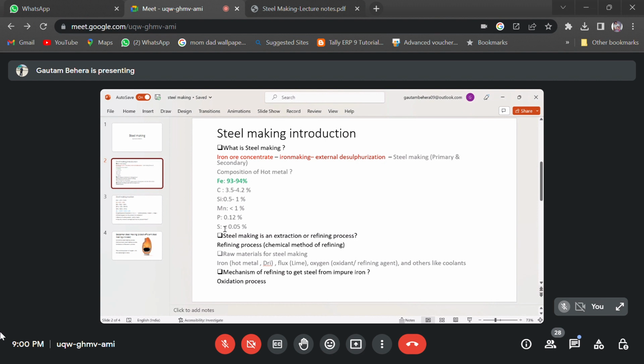Anybody remember what is the source of sulfur in blast furnace iron making? Coke. Coke, yeah, very good. Coke, coal. Coal also we are using in the form of PCI, pulverized coal injection. So a lot of sulfur comes from coal and coke. Right? Very good. And some also comes from iron ore. Anyways, the blast furnace is an efficient furnace to remove sulfur. A lot of sulfur can be removed inside the blast furnace. Do you know why?